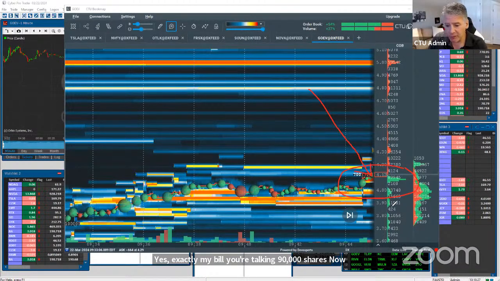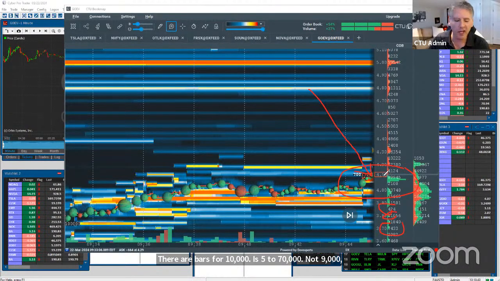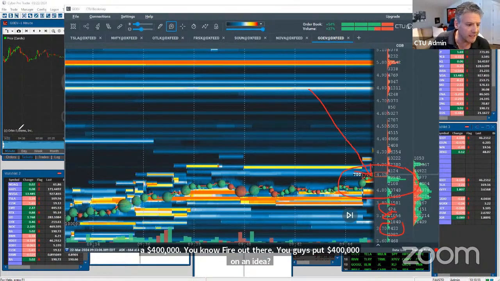Now, there are buyers for 400. There are buyers for 10,000. There are buyers for 90,000. Not 9,000, not 900. 90,000 shares. Does anybody here buy 90,000 shares of a $4 stock? Let's do simple math. Let's say it's 100. It's a $400,000 buyer out there. You guys put $400,000 in an idea? I don't think so. Okay.